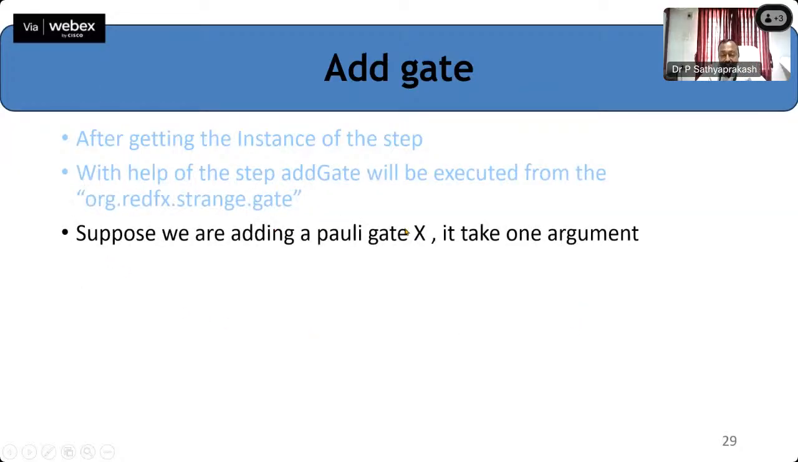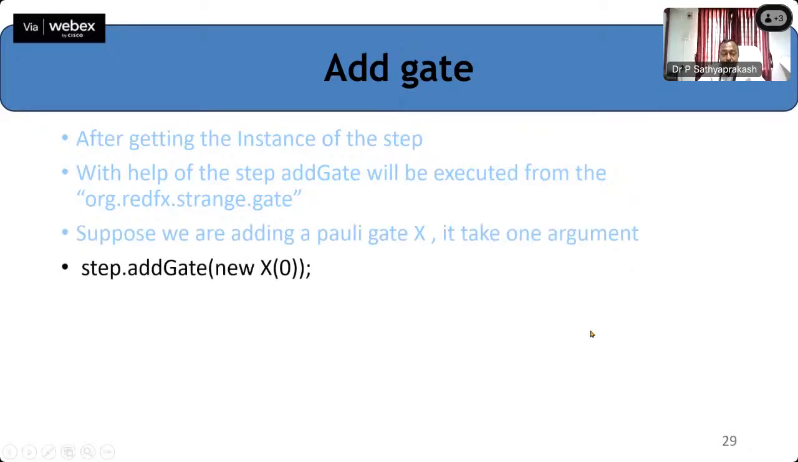Suppose we are adding the Pauli X gate. It takes one argument, the step, which is the instance from earlier. With the help of step only we can do operations like addGate. This is where I'm adding the Pauli X gate. The syntax for addGate with the help of the step instance: step.addGate, new, and now we are instantiating which gate? The Pauli X gate, taking zero arguments. What does it mean? We are providing the state; Pauli takes input state 0.